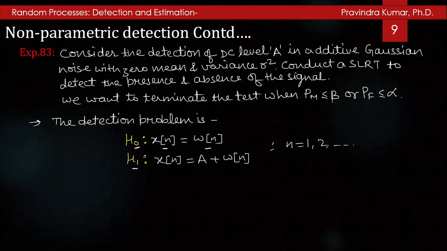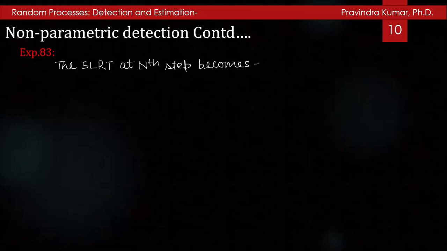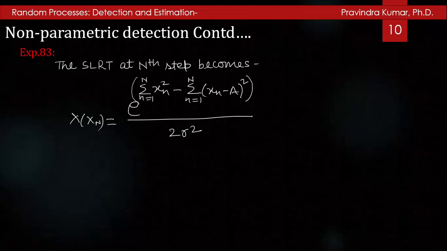We know that the thresholds n1 and n0 for deciding hypothesis H1 or H0 can be given as follows. The bound on n1 is less than or equal to 1 minus Pm by Pf, or you can say 1 minus beta by alpha, which we have seen in the previous slide. And the bound on n0 is greater than or equal to Pm by 1 minus Pf, or you can say beta upon 1 minus alpha.